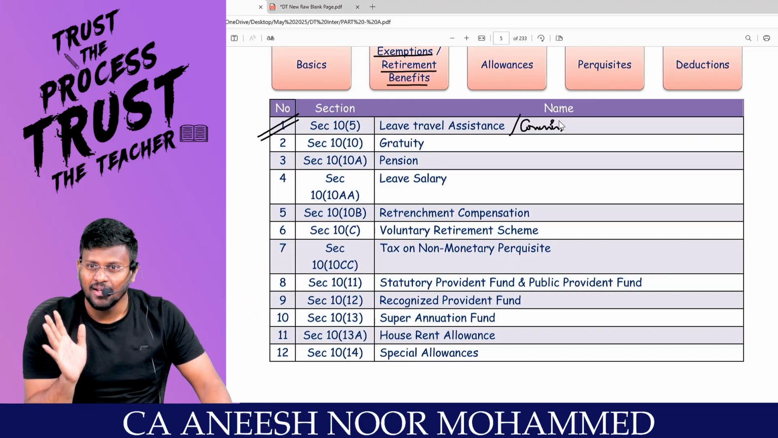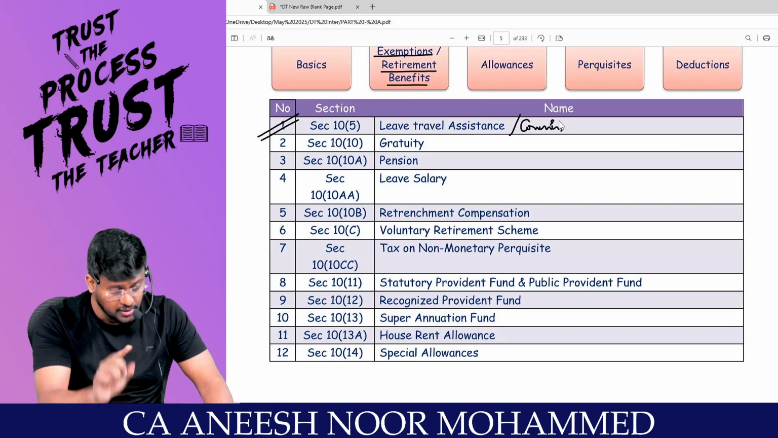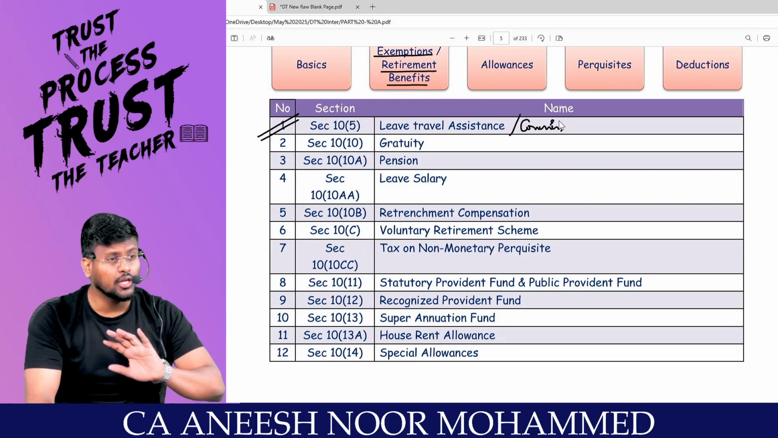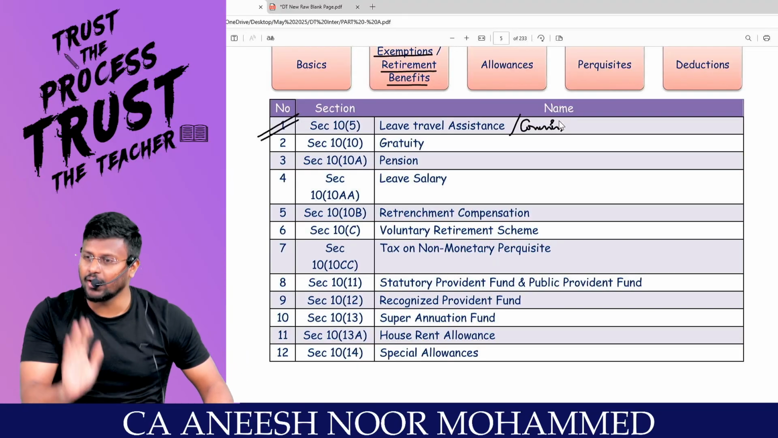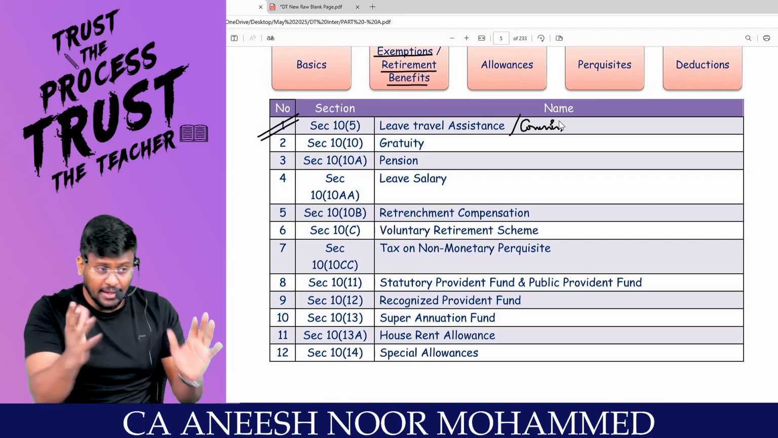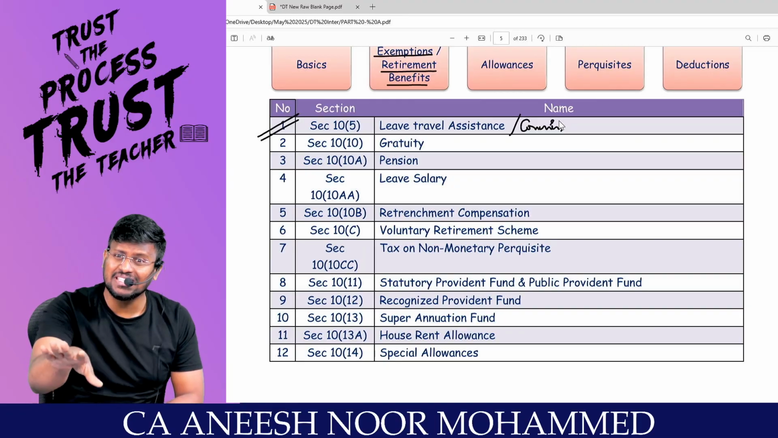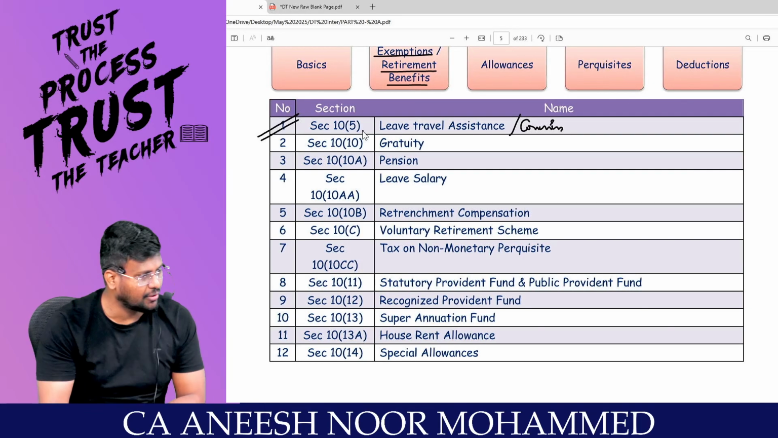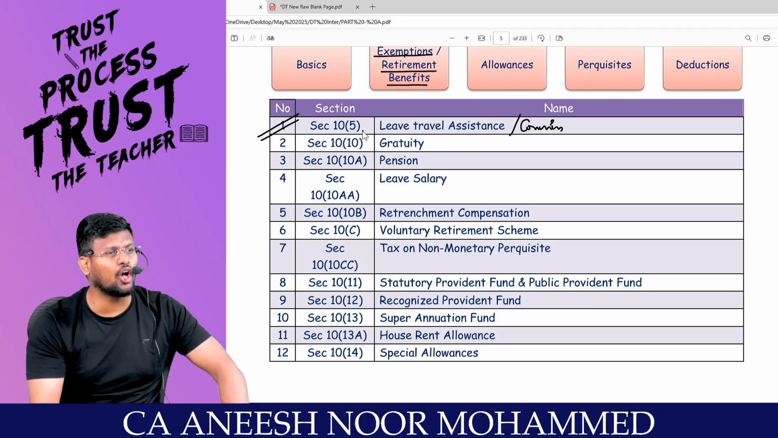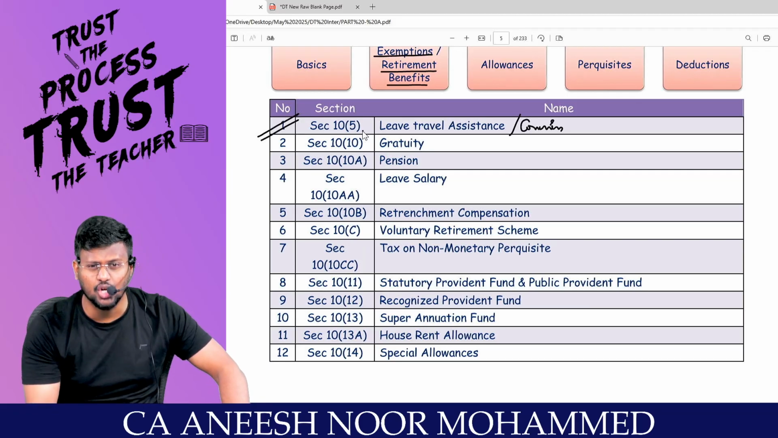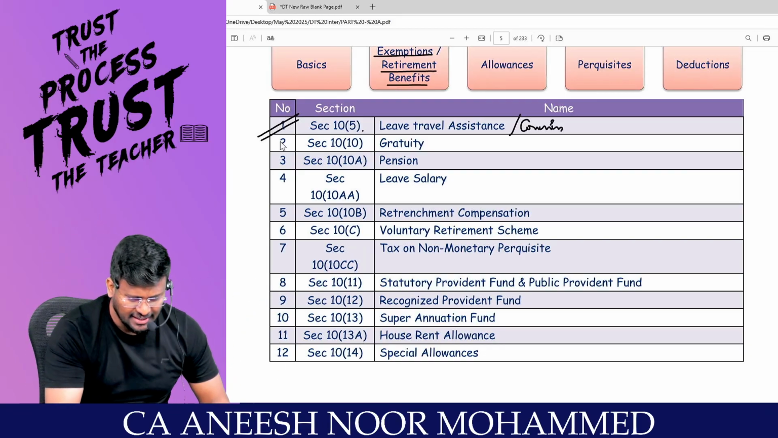Are you getting it? What the Income Tax Act is saying is that if the employer is spending 1 lakh rupees on behalf of the employee, don't include the entire 1 lakh rupees as income. Out of that, a certain amount you can reduce. That amount I have not said; we will be discussing it in every section. But how much amount is exempted is covered under section 10 subsection 5. Section 10(5) is leave travel concession or leave travel assistance.